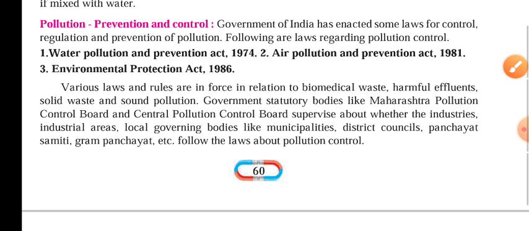Pollution prevention and control. The Government of India has enacted some laws for control, regulation and prevention of pollution. Following are laws regarding pollution control. First one, the Water Pollution Prevention and Control Act 1974, then the Air Pollution Prevention and Control Act 1981, and at the end, the Environmental Protection Act 1986. So these are the three laws which were implemented by the Government of India in different years to control pollution and to bring prevention from these kinds of pollution.